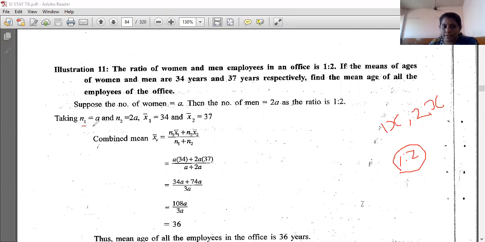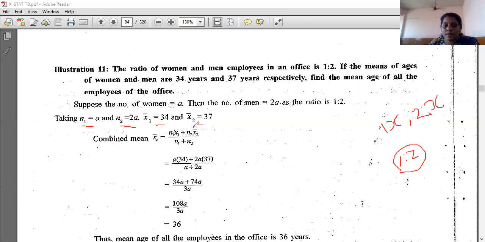Here they have taken n1 is 1a and n2 is 2a. 1a or a, anything you can write. Okay, now x bar 1 is 34 and x bar 2 is 27. Now x bar c you have to find.